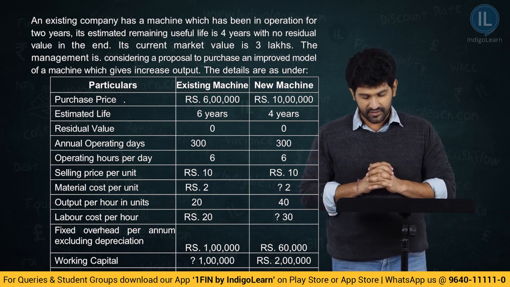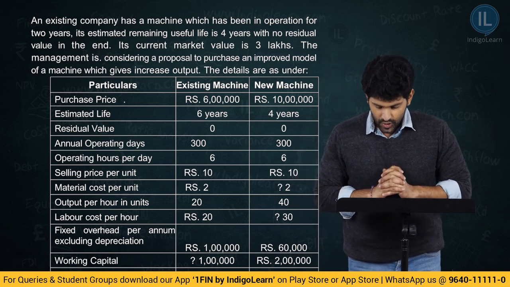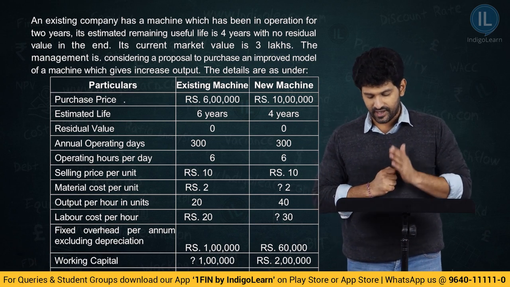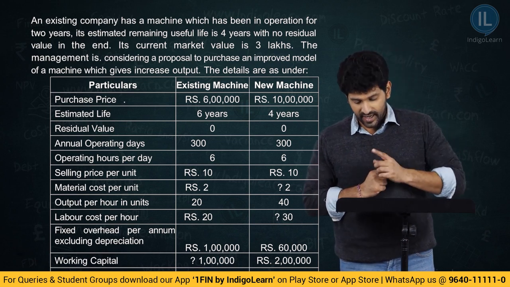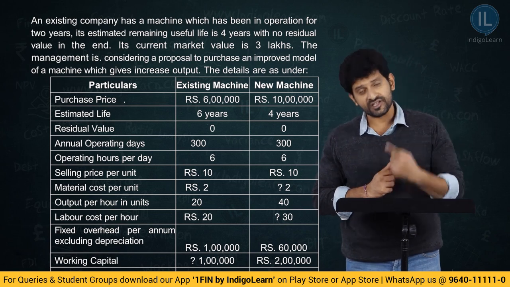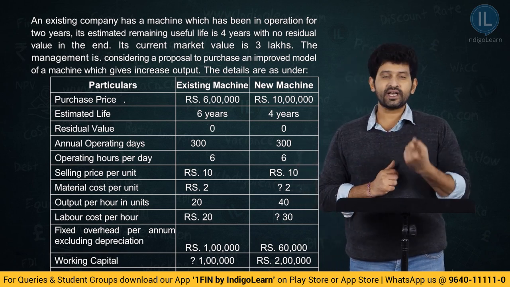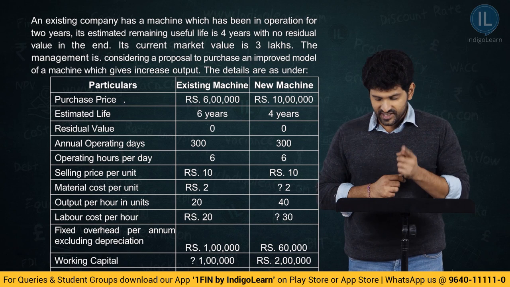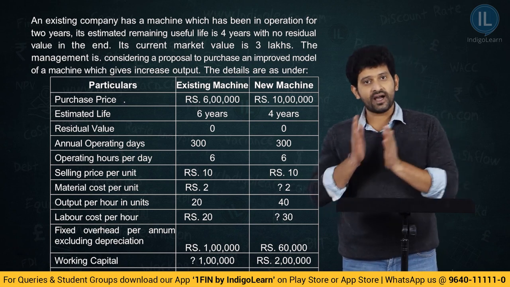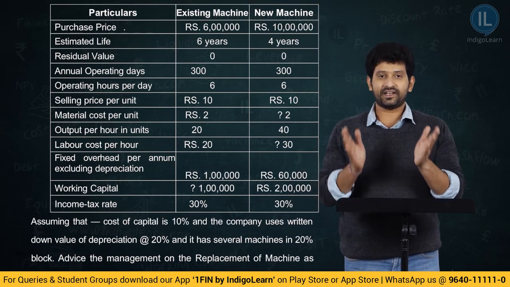Annual operating days 300, operating hours per day is 6 hours per day. So before we go to the next one, the question said annual operating days is 300, operating hours per day is 6 hours. Therefore, annual operating hours is 6 into 300, that is 1800 hours.